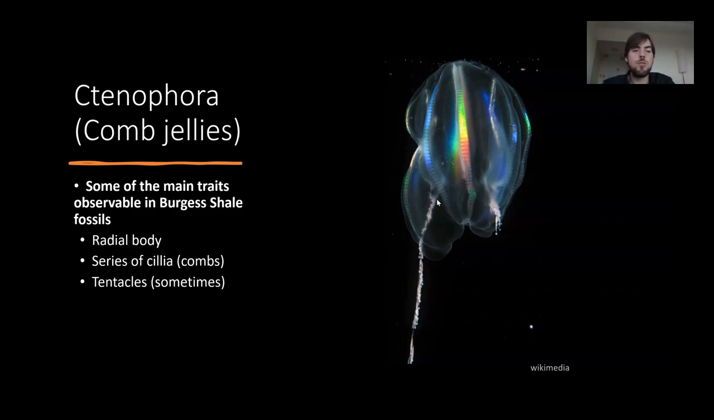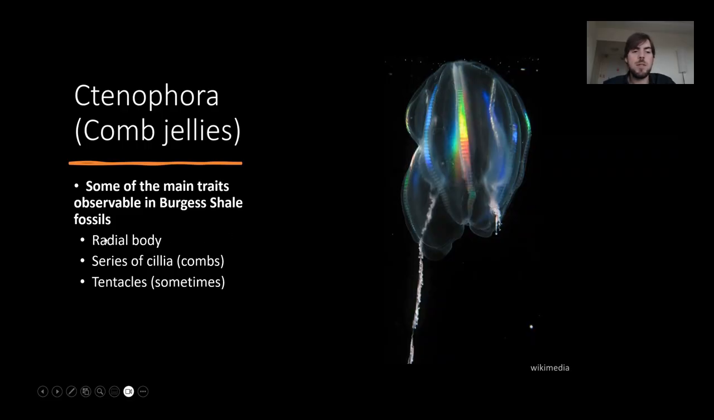and instead they have this row of cilia that are like small hairs that, for example, underwater can create some type of light diffraction, and that's why in the photos they always have these colorful patterns. So how do we identify a comb jellyfish in the Burgess Shale?